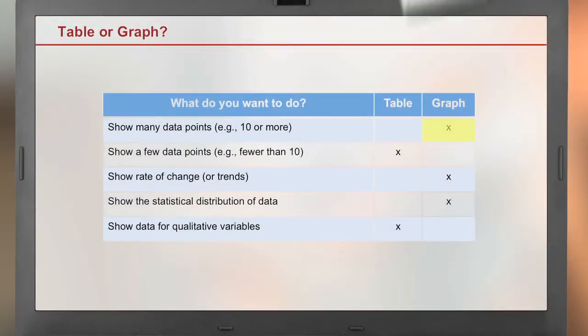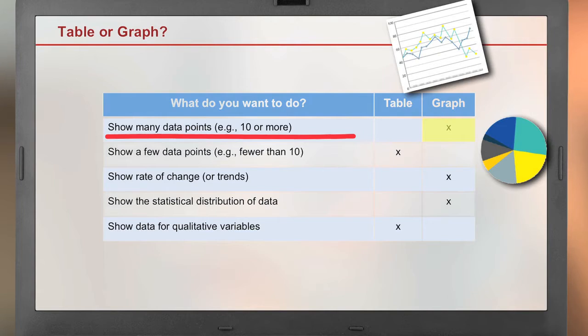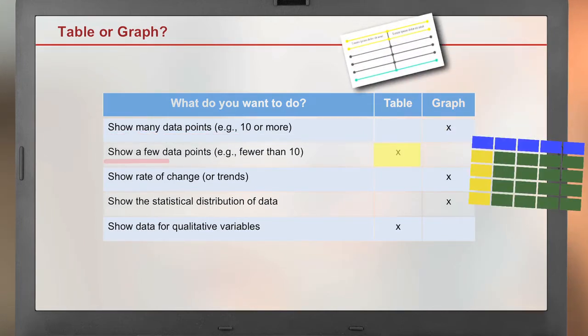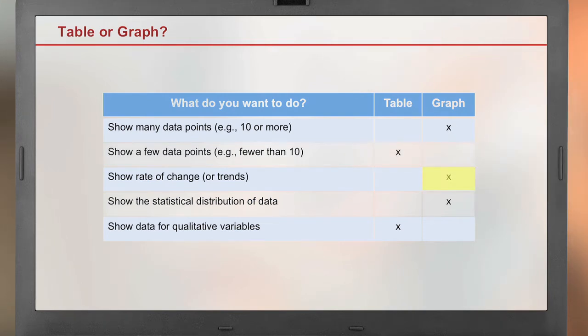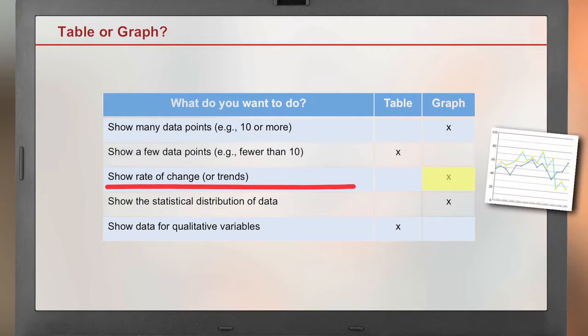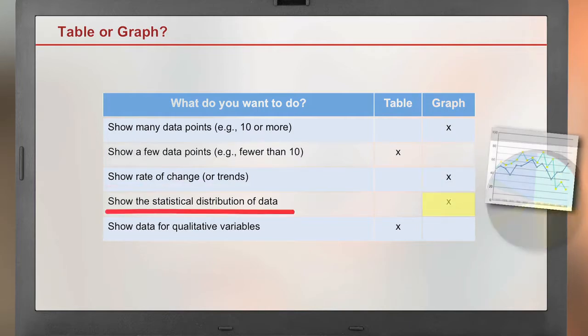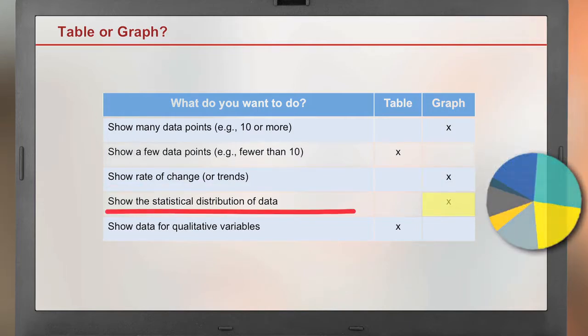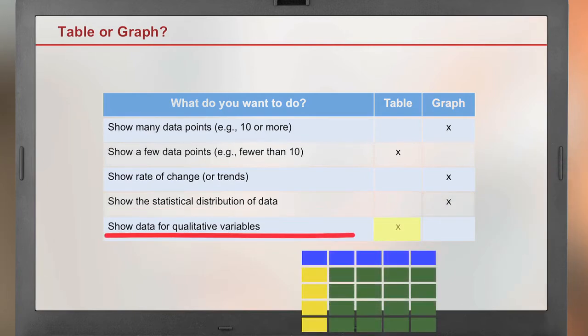You may be wondering when to use a table versus a graph. In general, a graph is preferable when you want to present many data points, and a table is preferable for a few data points. A graph is also preferable when you want to show rates of change or trends in data, or the statistical distribution of data, whereas a table is preferable for describing qualitative variables.